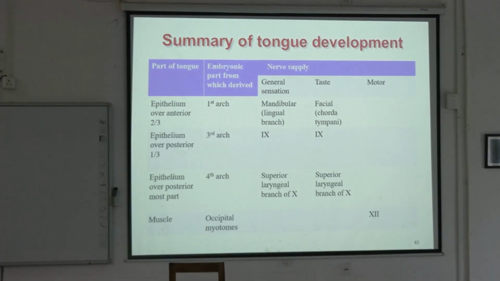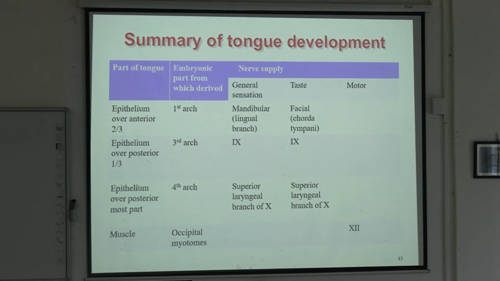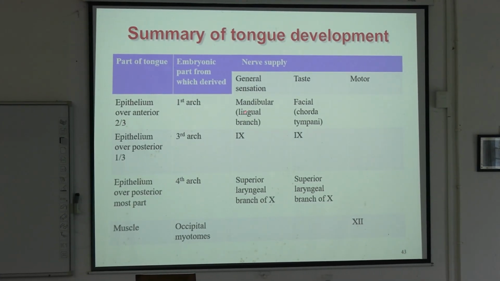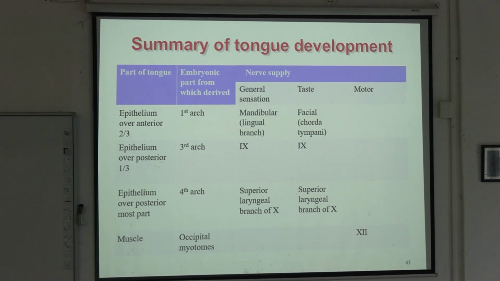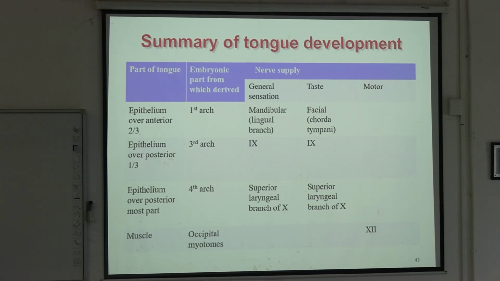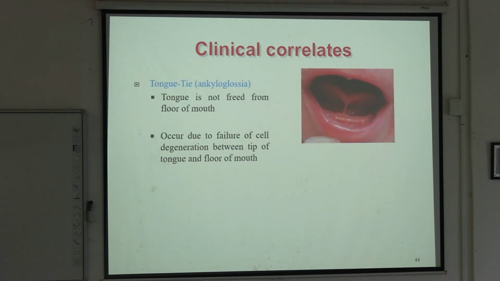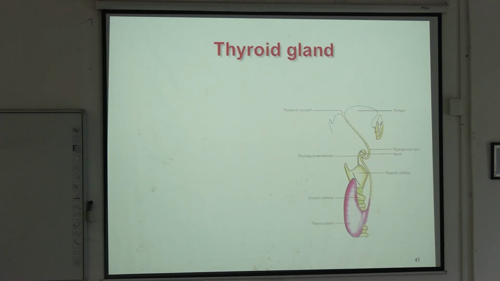General sensation for the anterior 2/3 comes from the mandibular division of the trigeminal, and general sensation for the posterior 1/3, that means touch, pain, temperature, comes from the glossopharyngeal. So these two are different in terms of general sensation, taste sensation, and muscular supply to the tongue. Otherwise, this particular tongue attracts most of the gross questions.